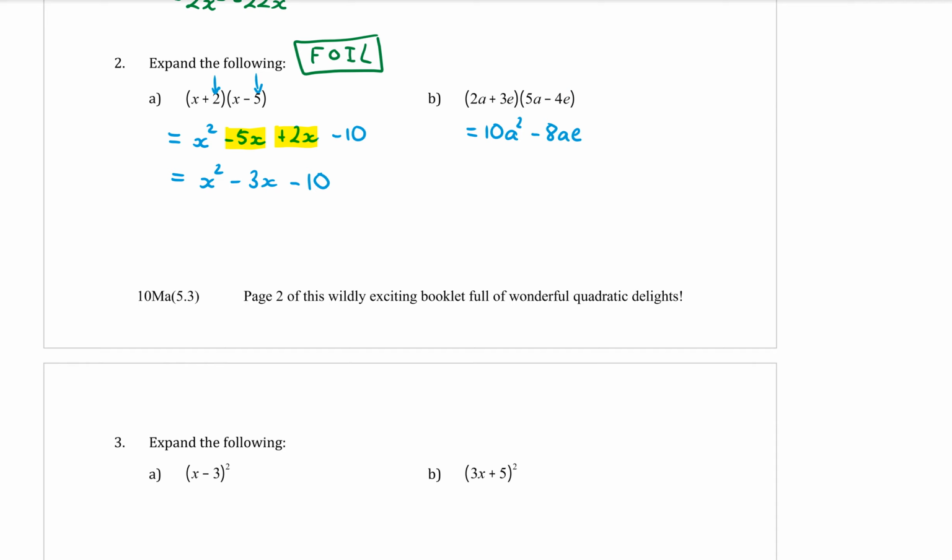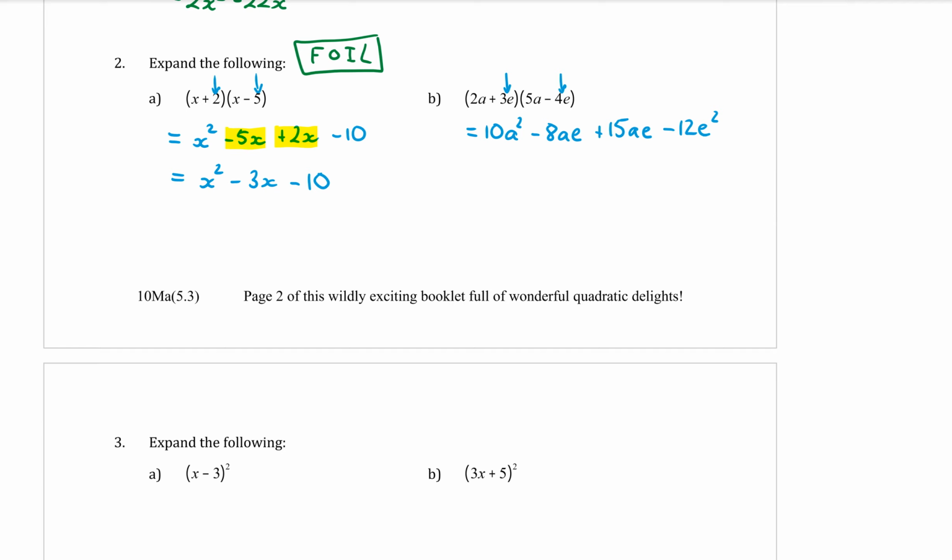Next, we want to do the inside. 3 times 5 makes 15, and we have an a and an e again. And finally, last, 3e times negative 4e makes negative 12e squared.